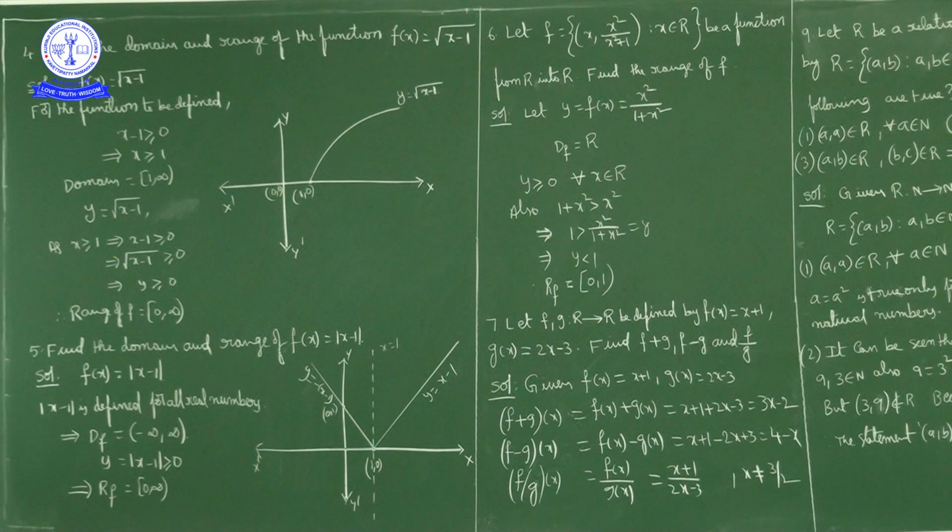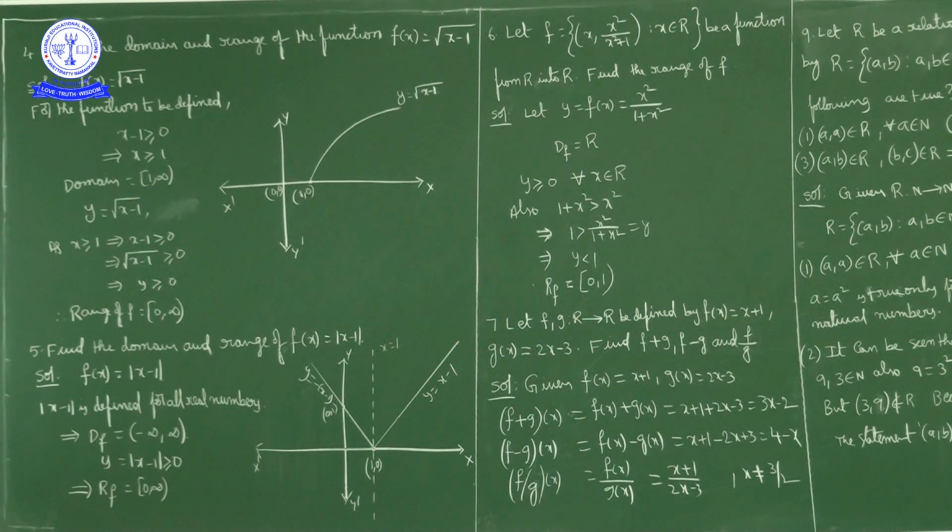Let f of x equal x square upon x square plus 1 be a function from R to R, meaning domain and codomain both are real numbers. We have to find the range of f. Here y is equal to f of x is equal to x square upon x square plus 1. This function is defined for all real numbers. Domain is R, anyhow that is given.